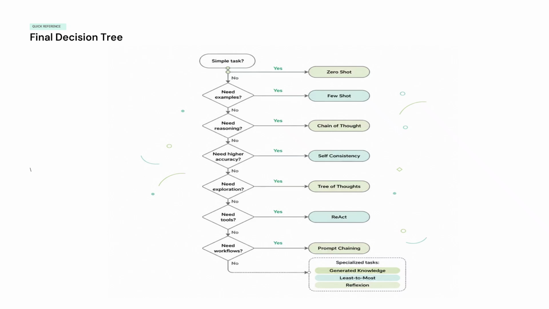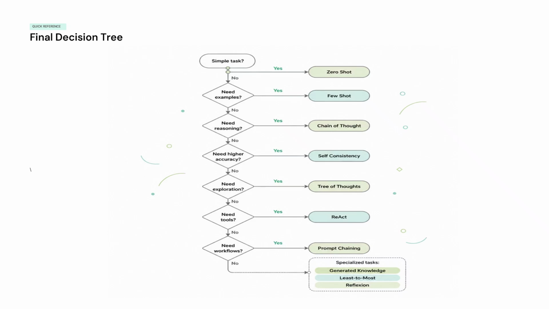So, this slide is basically the summary of the entire playlist in a single decision framework. If the task is simple and straightforward, we can use zero shot prompting. If some examples are needed to guide a particular format, we can use few shot prompting. If reasoning is required or the task is a bit more complex, we can use chain of thought prompting. If you want even more reasoning accuracy or reliability in chain of thought prompting, use self consistency. If we want exploration and planning, then we can use tree of thoughts. If external tools are required to keep the information up to date, we use ReAct.